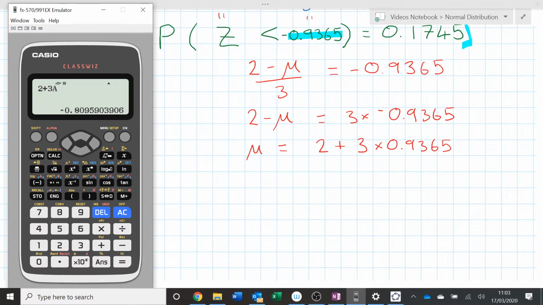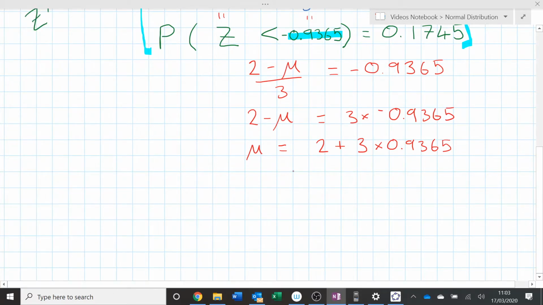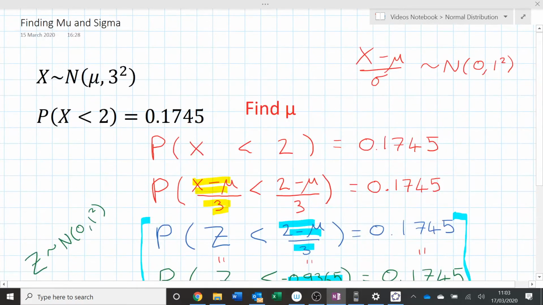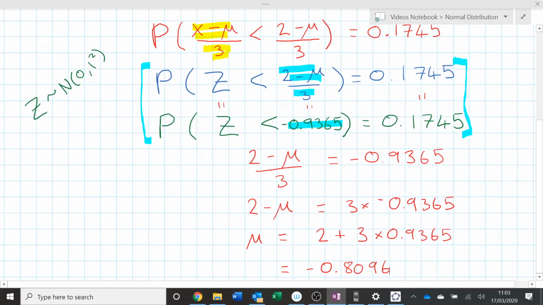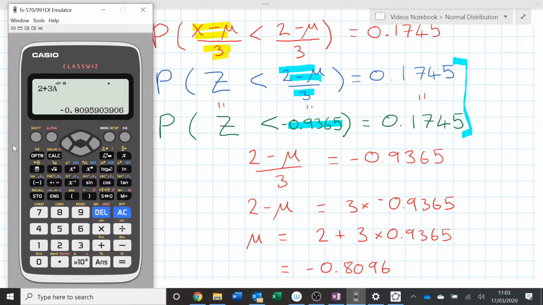And I get minus 0.08096. I think I made a mistake. Minus 0.8096. So that would be our value of mu. It's a bit of a funny value. It seems wrong. That doesn't seem right. Oh, no, I have made a mistake.